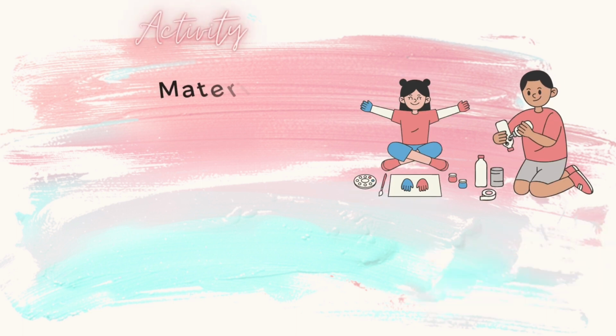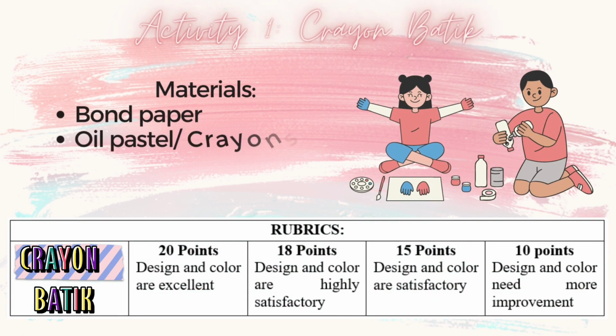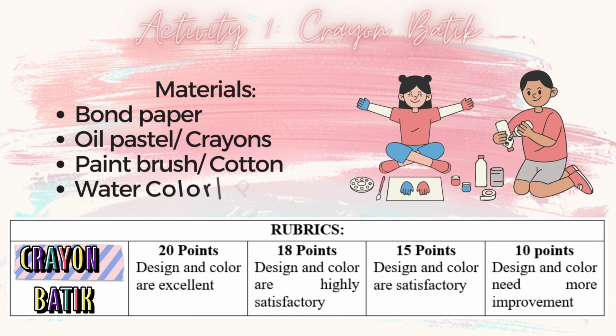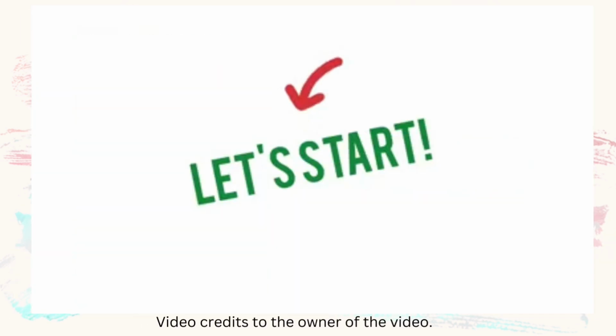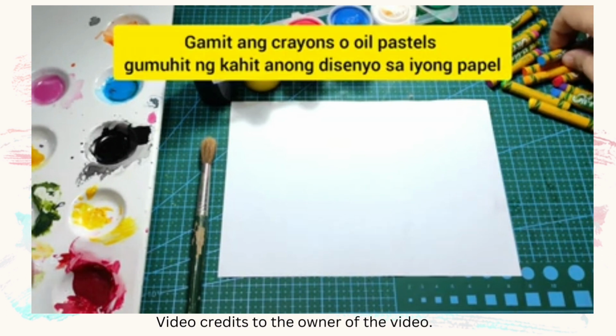For your output number 1, you are going to make a crayon batik. For the materials, you only need bond paper, oil pastel or crayons, paintbrush or cotton, and watercolor or poster paint. Here's the rubric for you to get as high as 20 points. And for your reference, let us watch the video on the next slide.